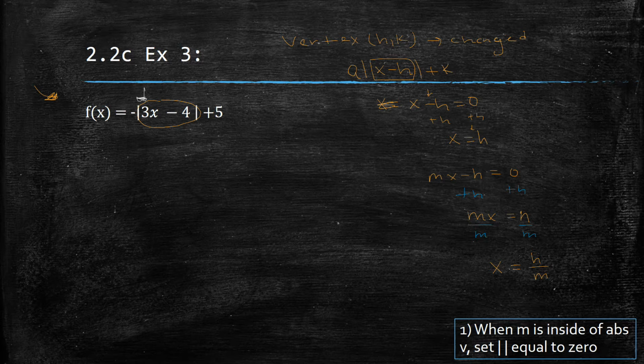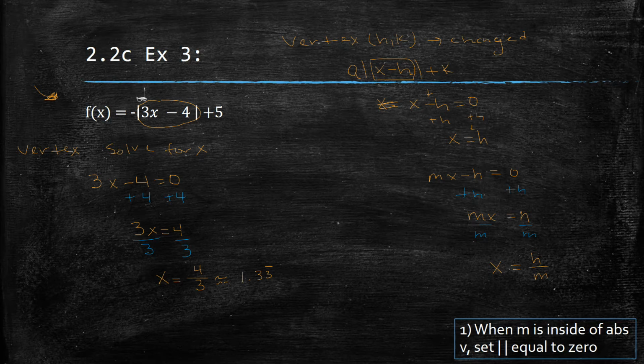So you do the same thing here. If you want to find the vertex, you have to solve for x first. So we're going to have 3x minus 4 is equal to 0. Same thing: just solve for x by adding 4 to each side. We're left with 3x is equal to positive 4, and dividing by 3, the x value of your vertex is going to be the fraction 4 over 3, or 1 1/3, so approximately 1.33.